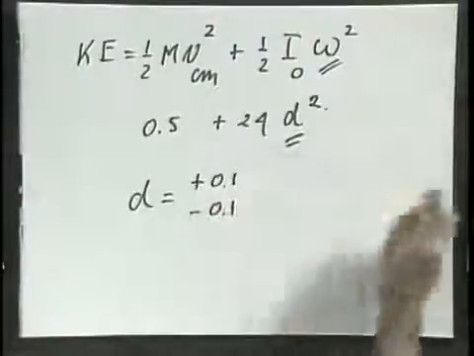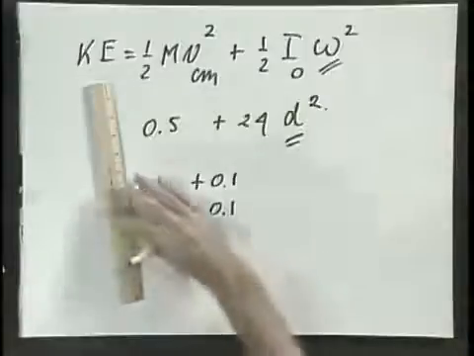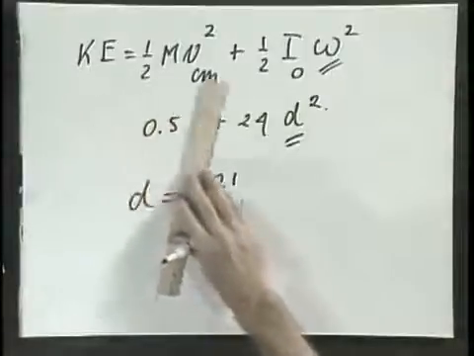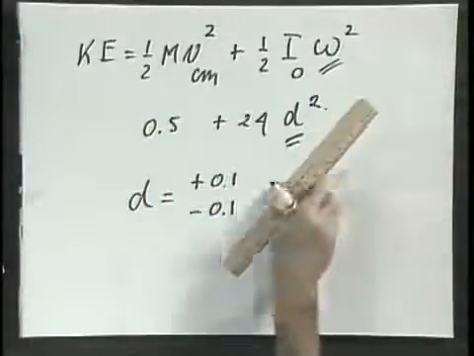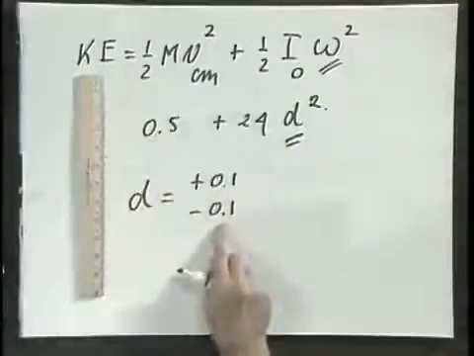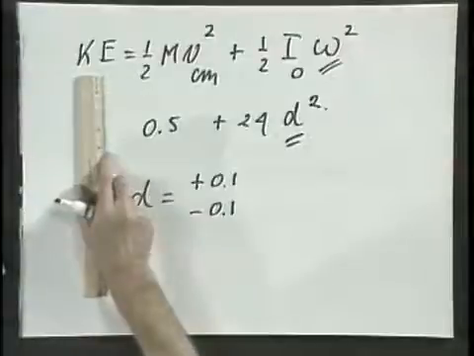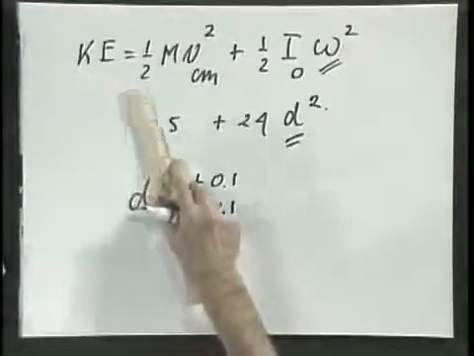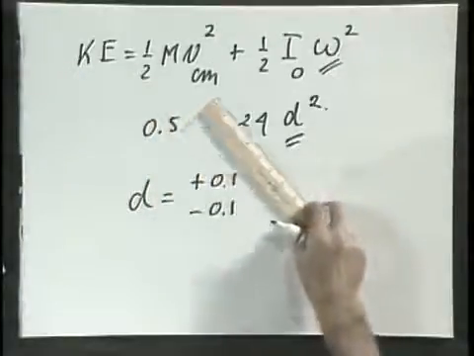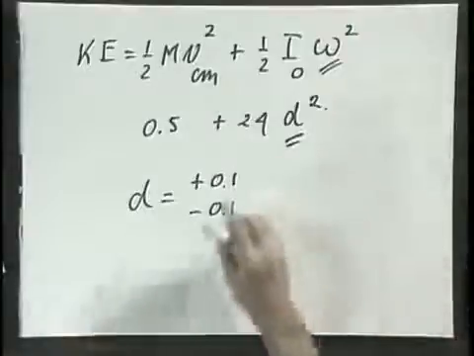If d is positive, plus 0.1, the object would move like this and rotate like this. The kinetic energy would be the same if we were to hit it 0.1 meters below the center. It would then still move to the right, but it would rotate counterclockwise. There would be no change in the kinetic energy.